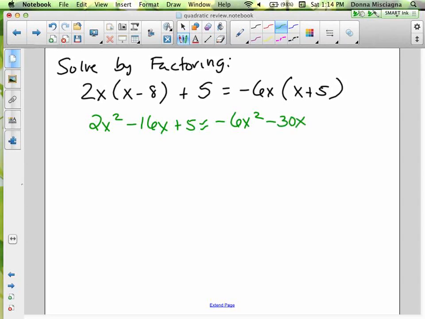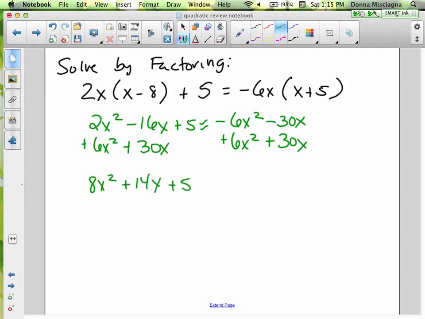You want to keep your x squared term positive, so you're going to move the negative 6x squared and the negative 30x. So you're going to add 6x squared to both sides, and add 30x to both sides. All right, so 2x squared plus 6x squared, that's 8x squared. Negative 16x plus 30x, that is 14x. And then we have plus 5 equals 0.